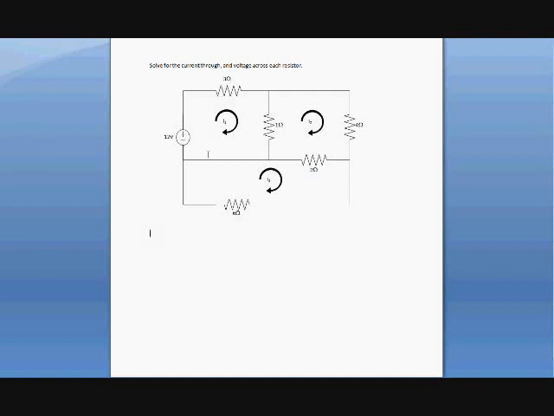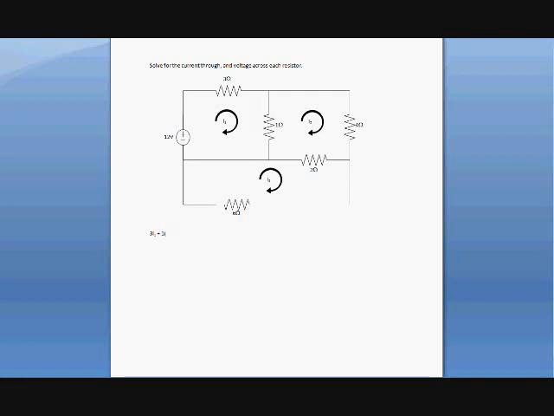So 3 is the resistance and I1 is the current because there's a current of I1 traveling through this branch right here. So I1. We're going to add it to this current times resistance. Well, the resistance is 1, because 1 ohm.